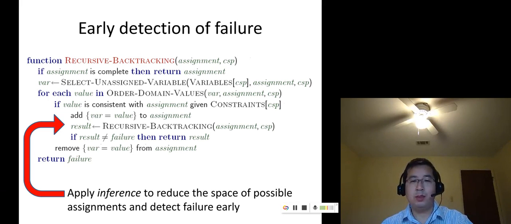And then to improve the efficiency, we apply two hints. One is the most constrained variable, the other one is the least constraining value. So we apply inference based on the two previous hints to reduce the space of possible assignments and detect failure early. So if there's a failure in front, do you need to go further to reach the end?